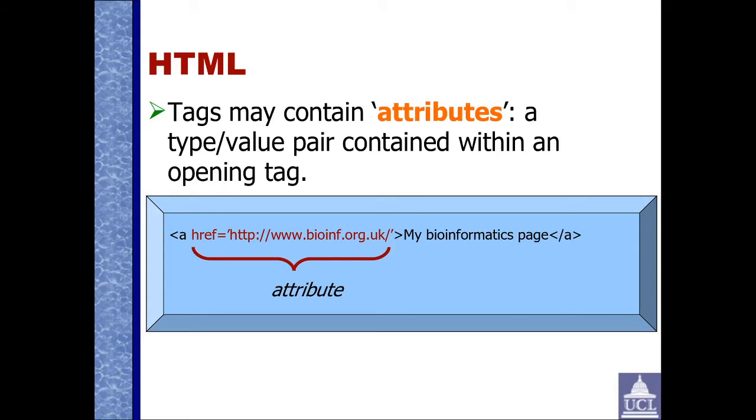As with XML, tags may contain attributes, and this is a type-value pair contained within the opening tag. So this is the A tag, which is really the thing that makes the World Wide Web. The A stands for anchor, which seems a little bit random, but this is how you specify a link. So in this case, the link would be the text My Bioinformatics page, and the href attribute and its value give you the link to another page.